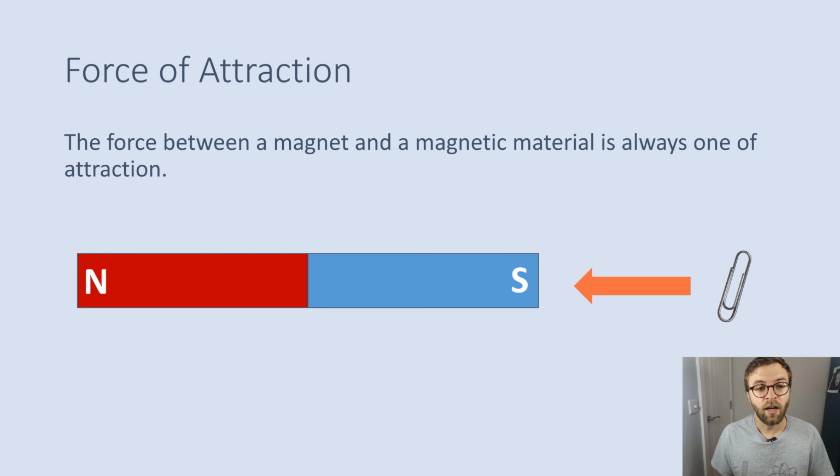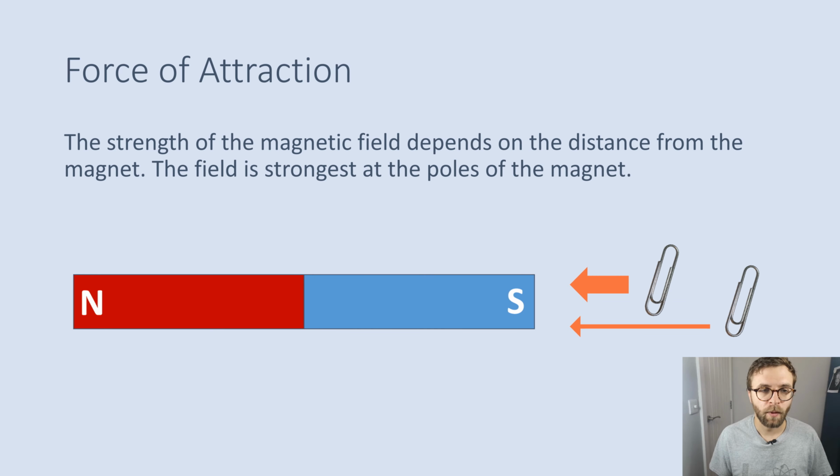So like we said, the force between a magnet and a magnetic material is always a force of attraction. So magnets are always attracting magnetic materials to them. The strength of that magnetic field depends on the distance from the magnet. The closer you are, the stronger that field is. And as we said before, the field is strongest at the poles of the magnet.